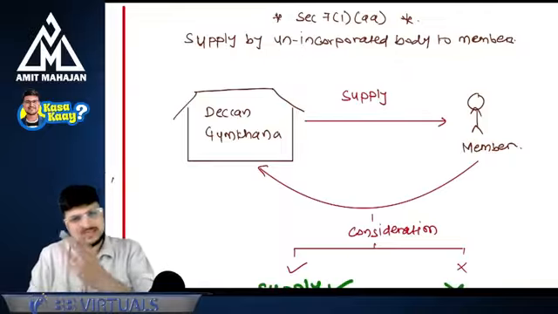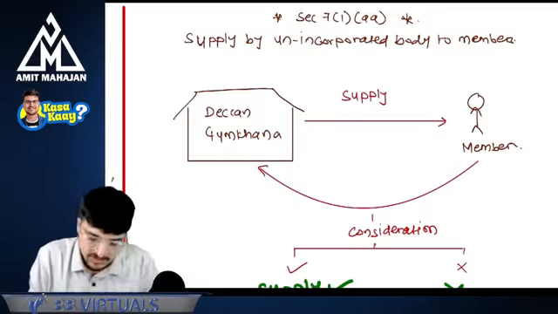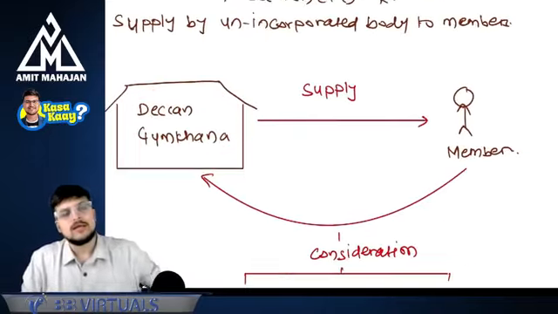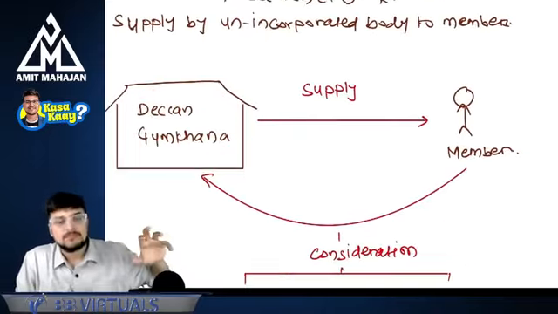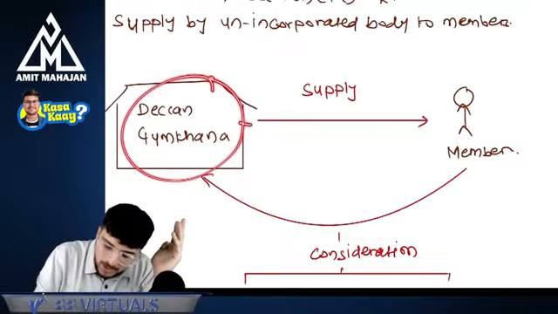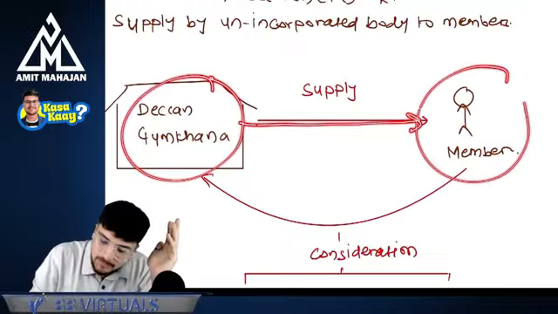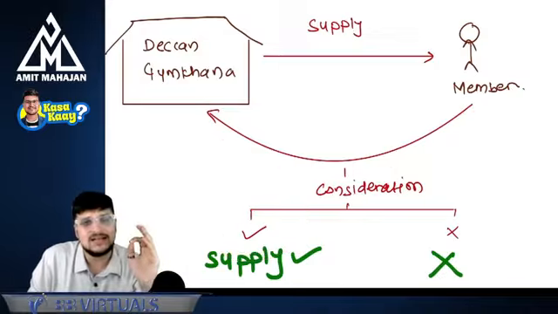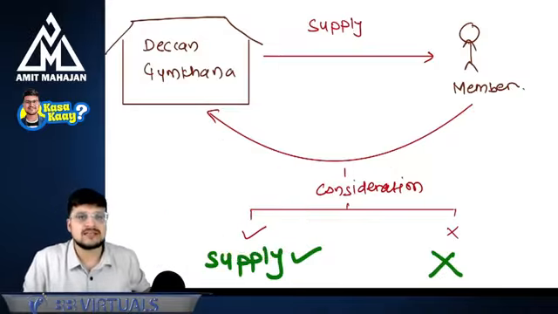to its members. For example, there is one gymkhana. The name of that gymkhana is Deccan Gymkhana. And there are certain members. If any unincorporated body provides any supply to its members for a consideration, then only it will be considered as supply.